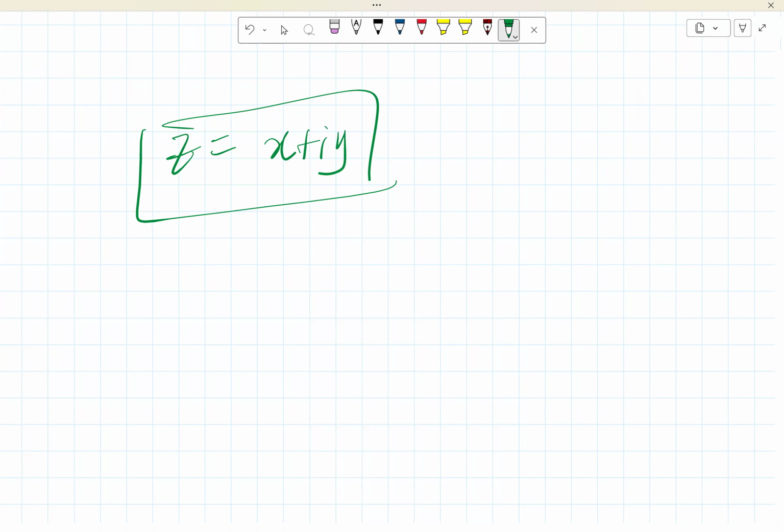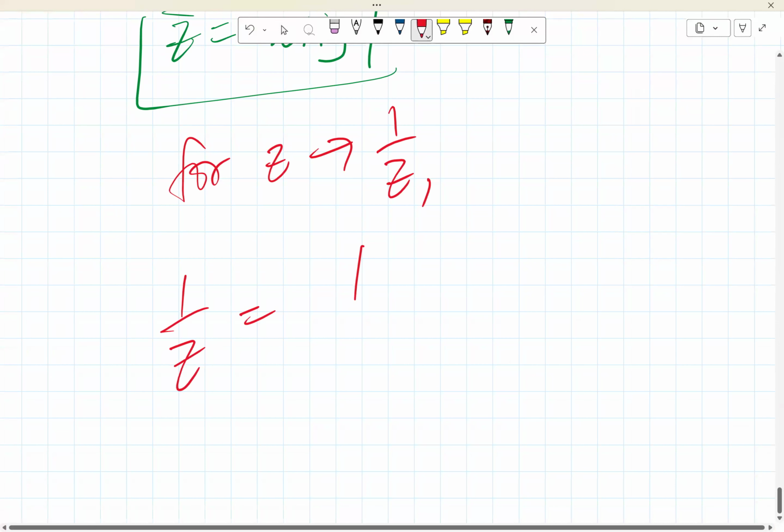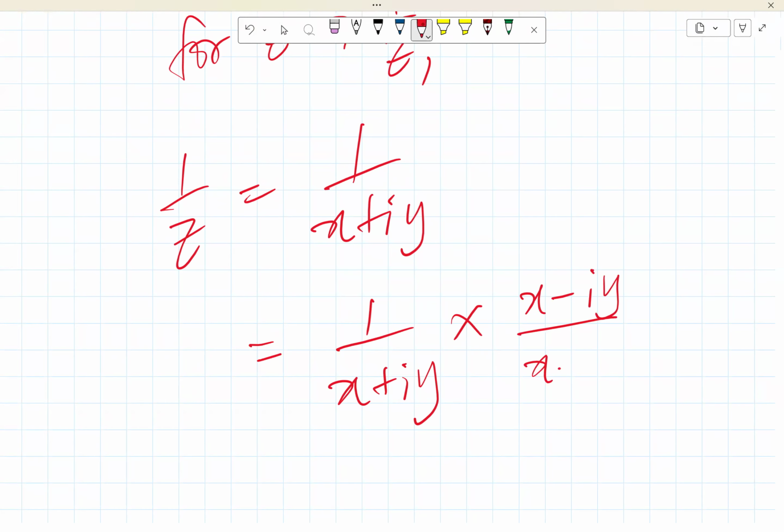So, z equals x plus iy, generally speaking, right? So for z becoming 1 over z, what happens? We say that 1 over z then is 1 over x plus iy. To rationalize, we then have 1 over x plus iy multiplied by x minus iy. We multiply top and bottom by the conjugate. And the rationale is that this divided by this is 1. And when you multiply something by 1, it remains the same, right? So that's basically the concept here.